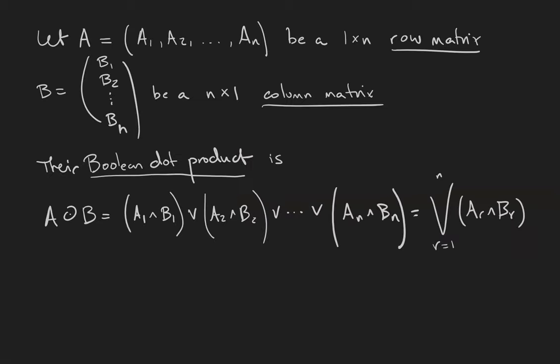So let's get started. Let A be a 1 by n row matrix, by which I mean that A is a matrix with one row and n columns. Let B be an n by 1 column matrix. Their Boolean dot product is denoted A circle dot B, and it is equal to the joins of the meets of the corresponding entries of the two matrices. For example, A1 meet B1, join A2 meet B2, etc., join An meet Bn. We can denote this with this big V notation that's to remind you of your big sum notation from earlier videos. That notation's pretty horrible, but we can do an example to see that it's not actually so bad.